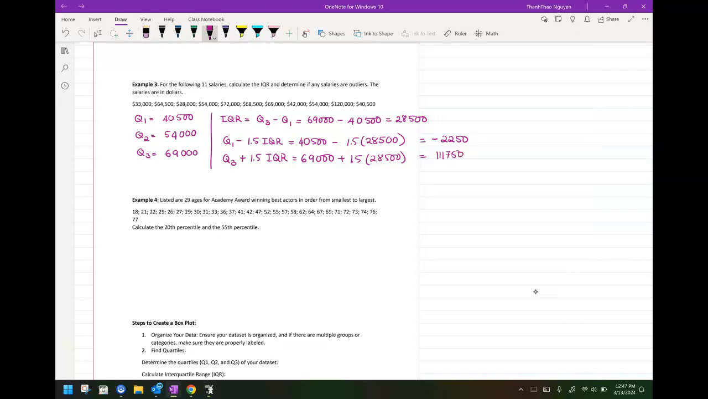So compared to this data, we can see that 120,000 is the outlier.